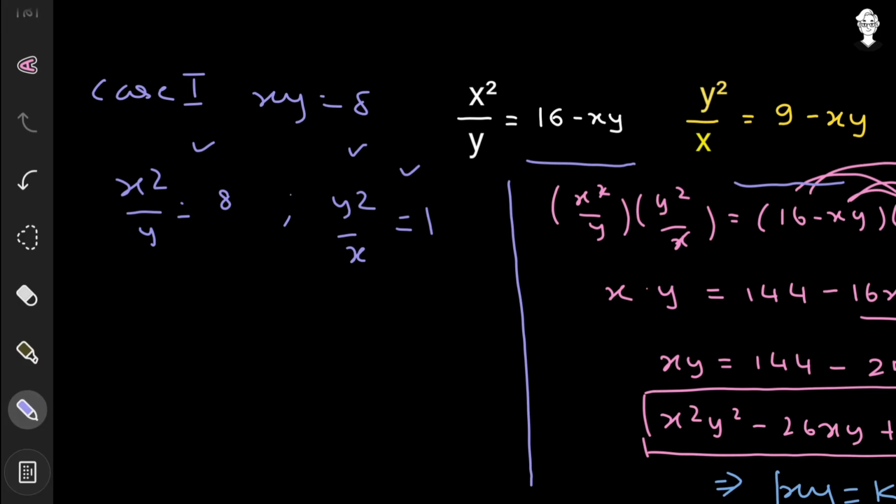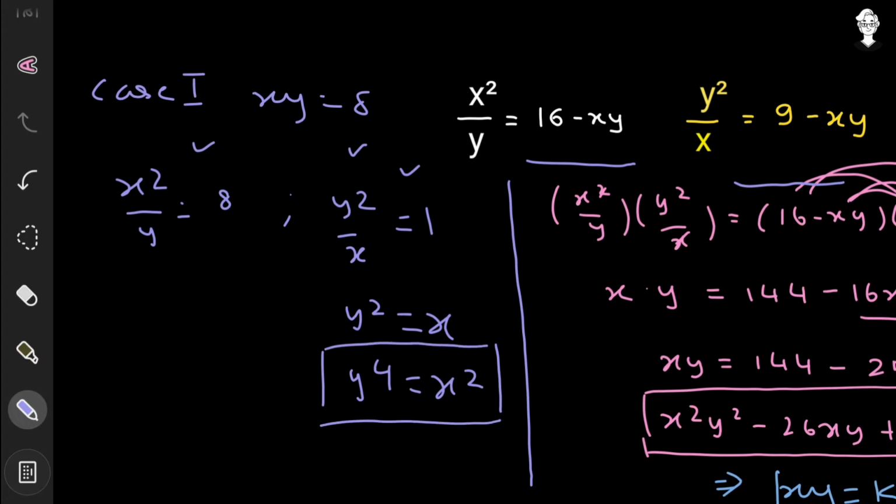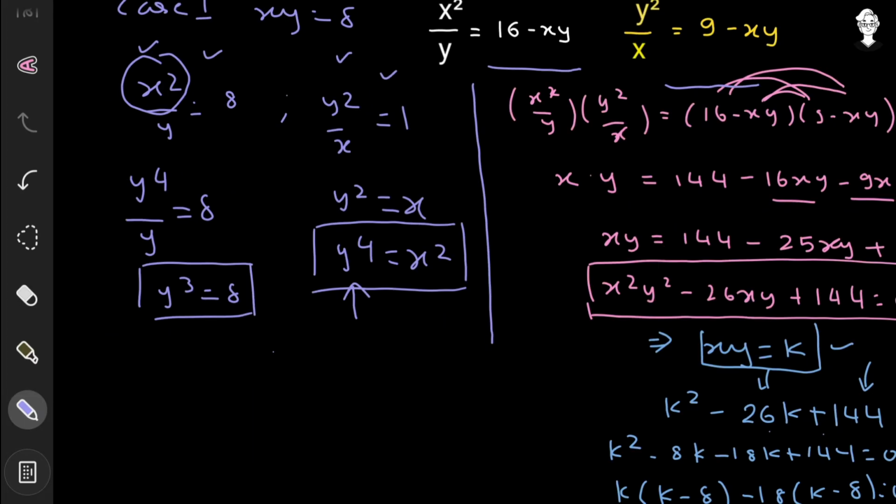We'll multiply x on both the sides, so we'll get that y square is going to be equal to x. We will square both the sides, so y to the power 4 is going to be equal to x square. So here we have got the value of x square, that is y to the power 4. Now in this particular equation, this x square can be replaced as y to the power 4. So y to the power 4 upon y would be equal to 8. Y to the power 4 upon y will turn out to be y cube, and this thing is going to be equal to 8. So here y cube is equal to 8.